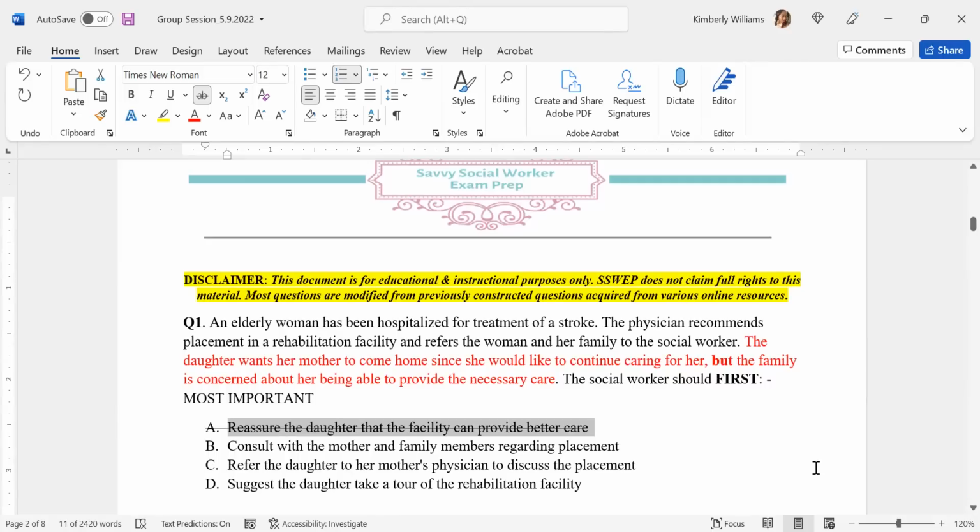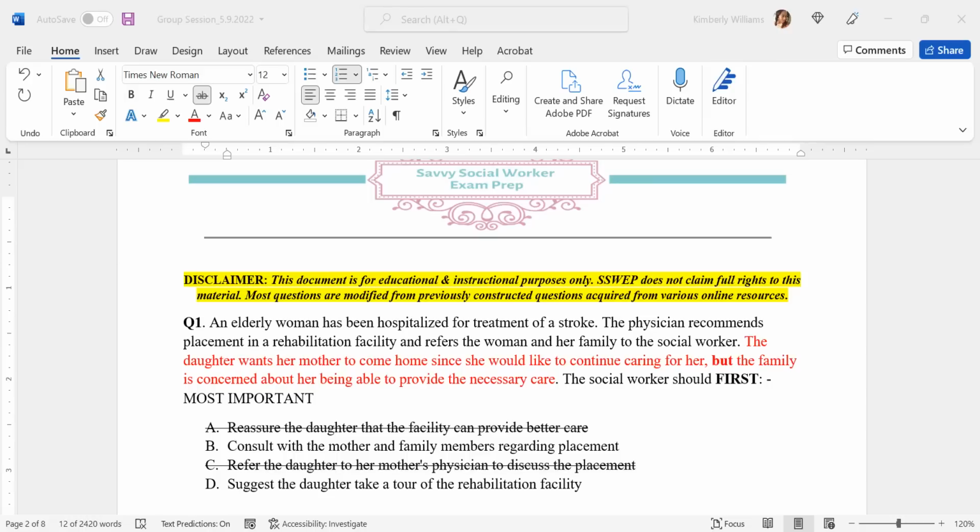All right, so what about C? Refer the daughter to her mother's physician to discuss the placement. Scratch. Scratch it. Scratch. And what about D? Suggest the daughter take a tour of the rehabilitation facility. Scratch. Pause. Scratch. Okay, so we have to pause.